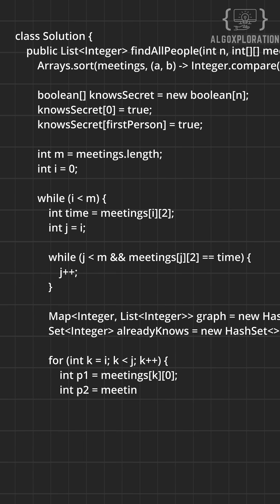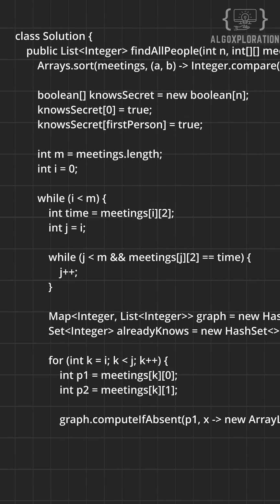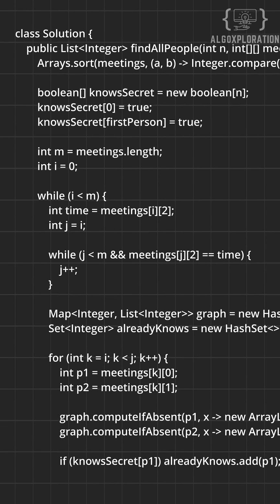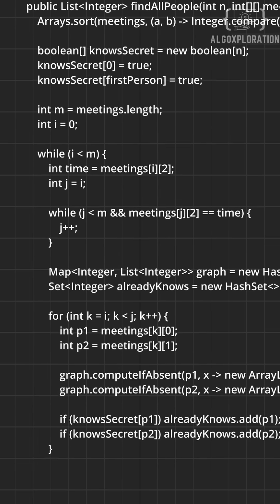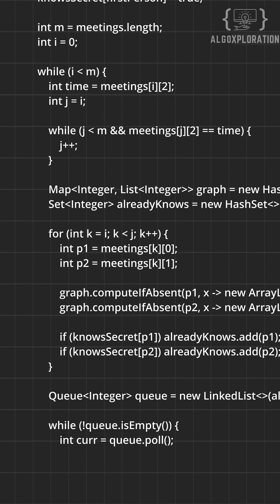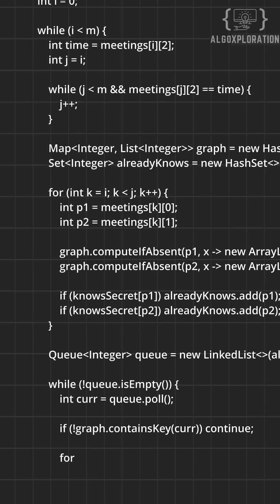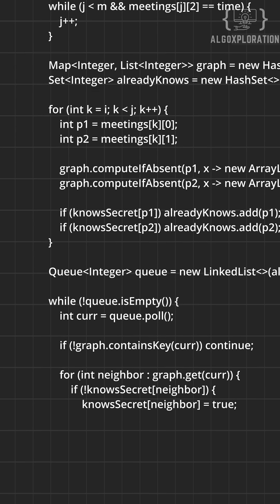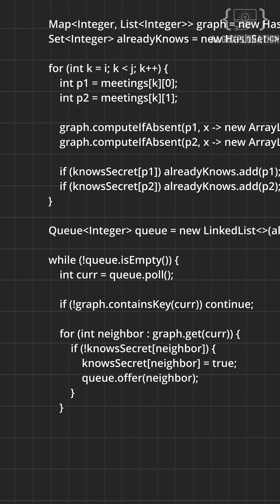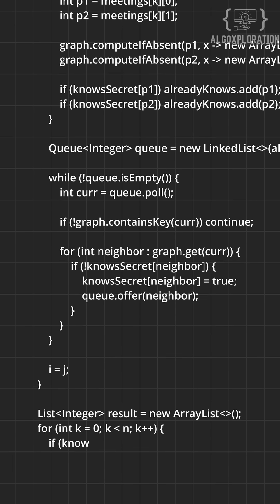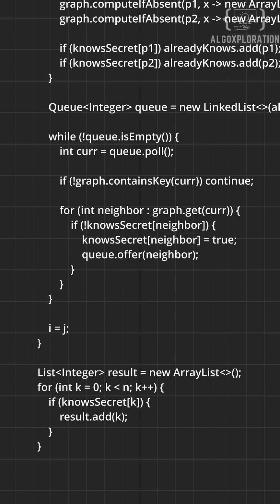The BFS from everywhere who already knows the secret, we spread the secret through all connected components at this exact timestamp. And the key insight is, people meeting at time T can only share with each other if they already know the secret before or during time T. By processing chronologically and using BFS within each time slice, we perfectly simulate instant secret propagation across all connected groups.